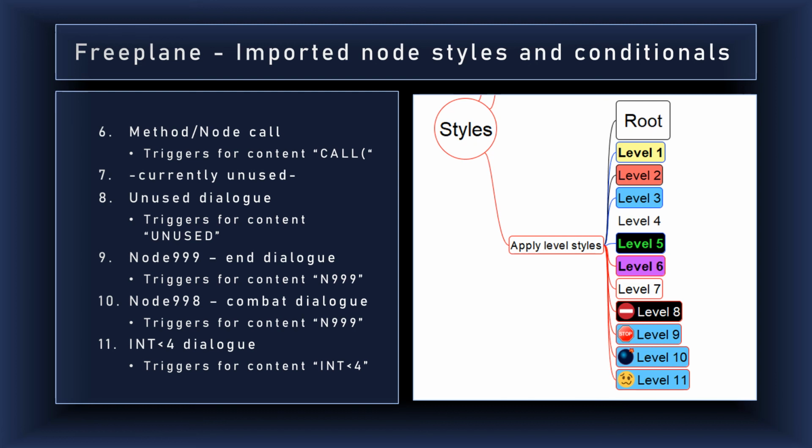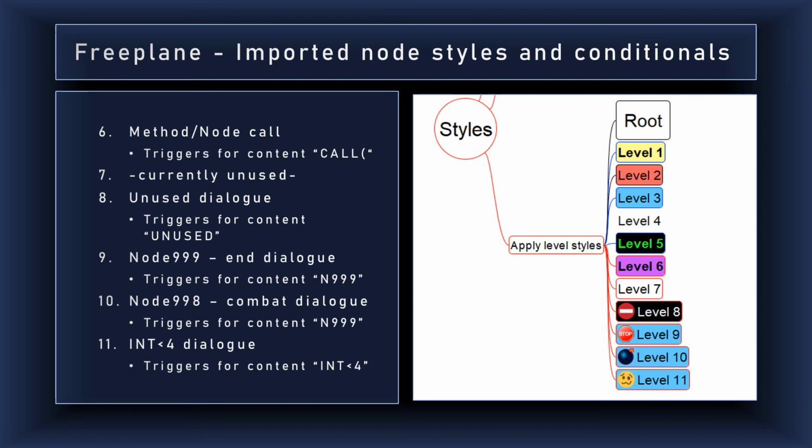Level 6 is a method or node call. So this is a direct trigger to call node 006 or call node 001, whatever it happens to be. Level 7 is currently unused. I haven't added level 7 yet. Good to have just in case I run into something where I need an extra node. I'm sure I could rearrange if need be.